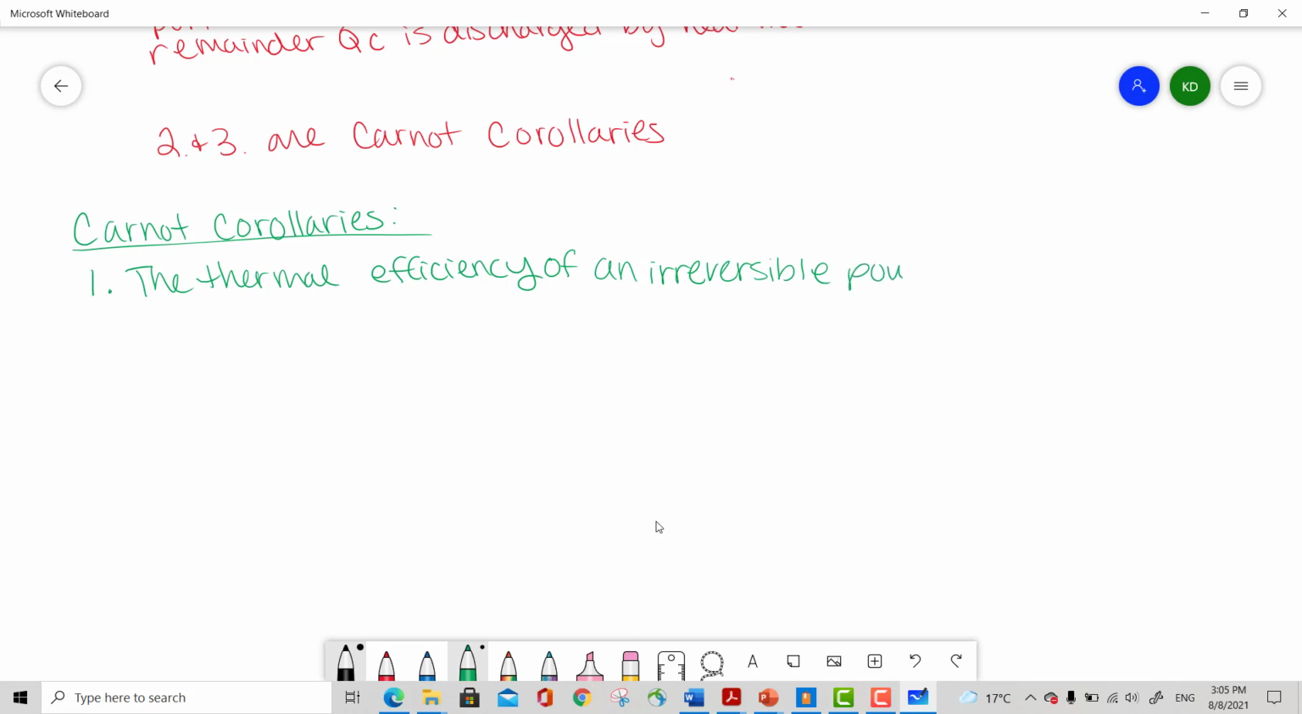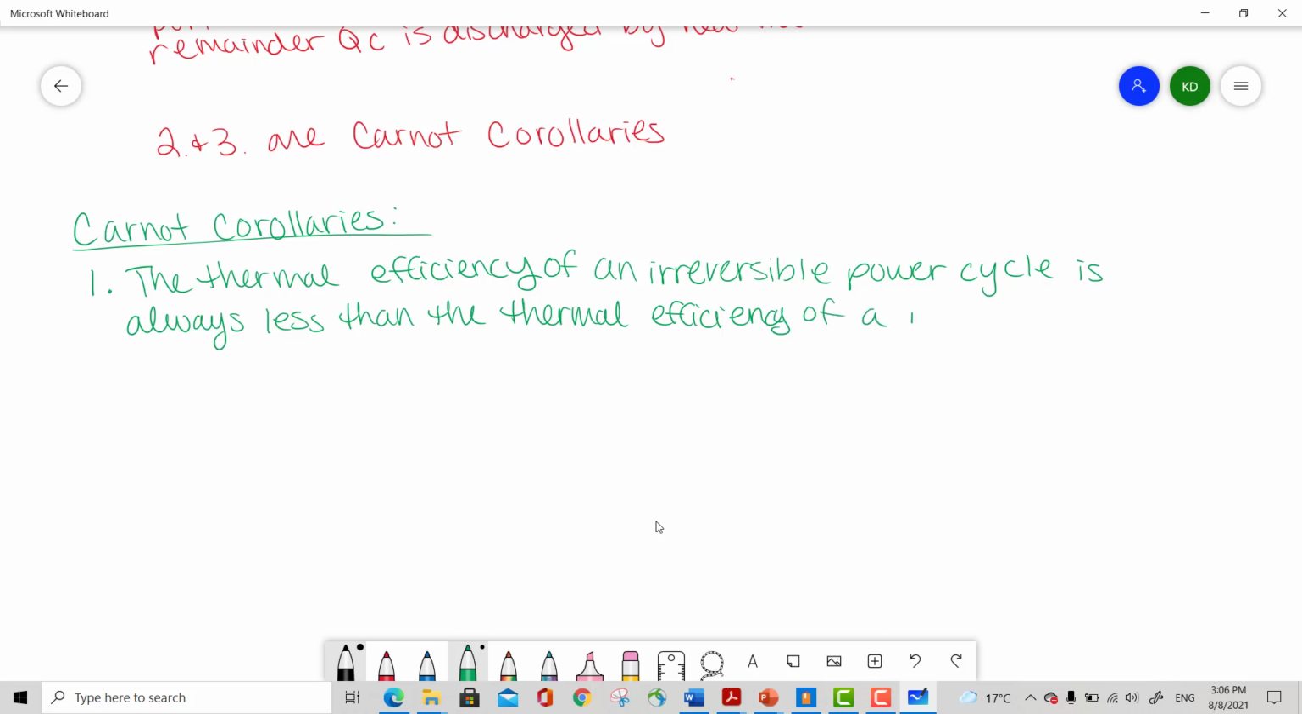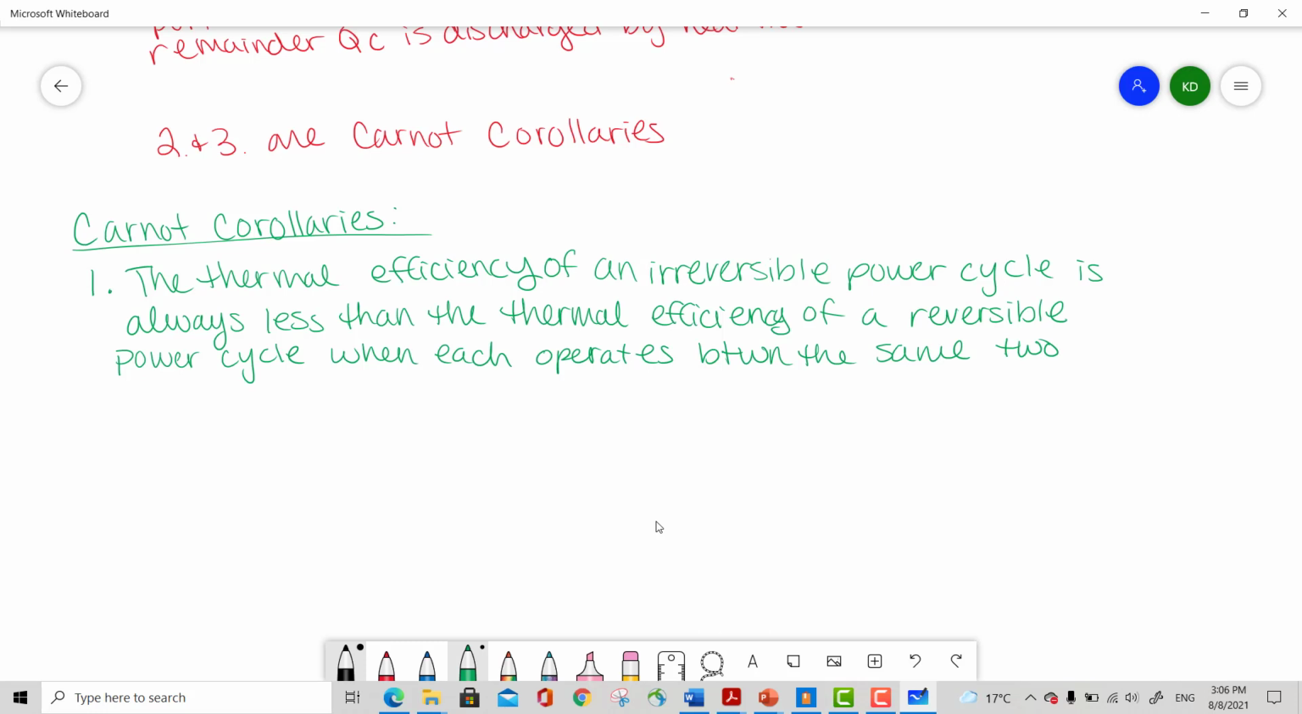power cycle is always less than the thermal efficiency of a reversible power cycle when each operates between the same 2 thermal reservoirs. Okay, so this should feel like common sense for you, right?